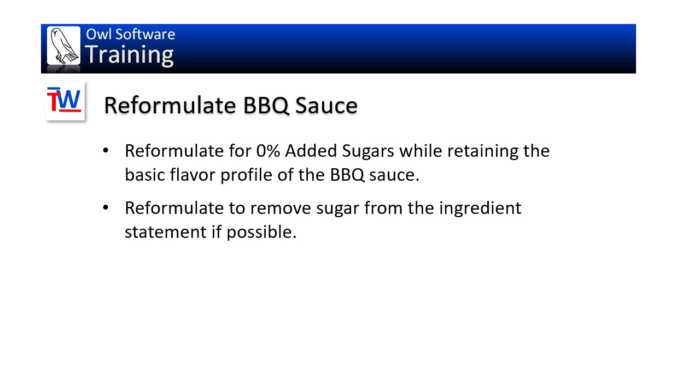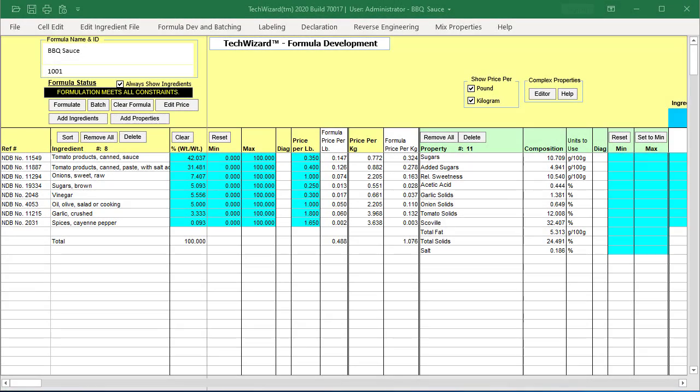In this section, we will reformulate the barbecue sauce to contain 0% added sugars, while retaining the basic flavor profile. Next, if possible, we will reformulate to remove sugar from the ingredient statement. This example starts where we left off in the last section. We are in the formula development and batching section, with the barbecue sauce formula loaded.